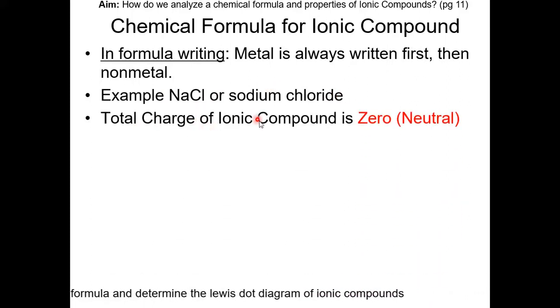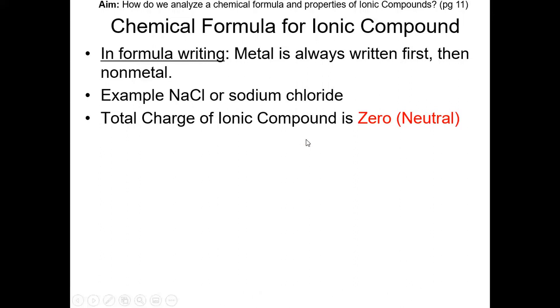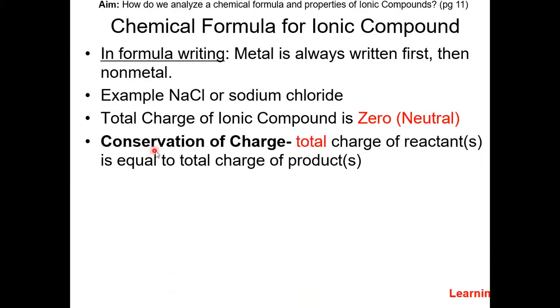The total charge of an ionic compound is 0. It is neutral. Why is that? Because the charges, which are positive and negative, cancel each other out. So the conservation of charge is observed. The total charge of the reactants is equal to the total charge of the products.